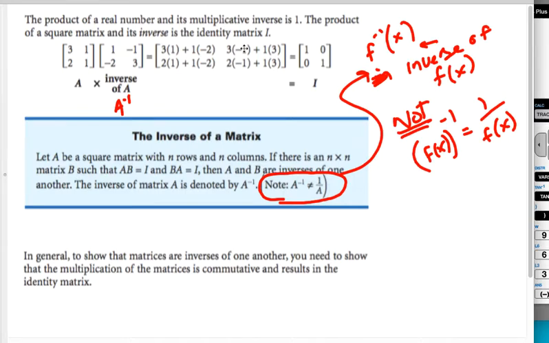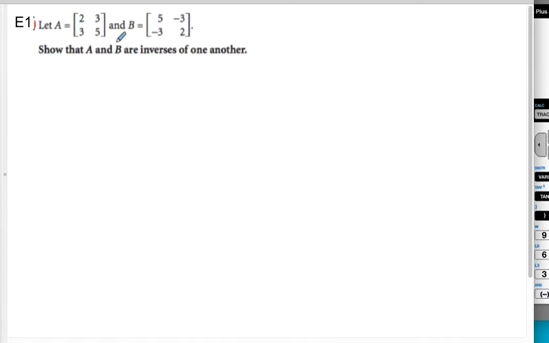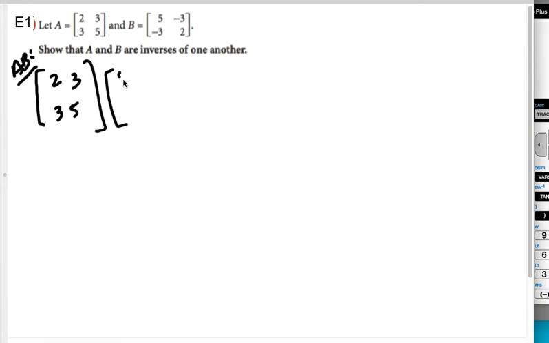Basically, to show that two matrices are inverses of one another, if A and B are inverses, then their product is the identity matrix, okay? So we're going to start by showing that A and B are inverses of one another. To do that, I'm going to show that AB, which would be 2, 3, 3, 5, that's A, times B, which is 5, negative 3, negative 3, 2, is I.